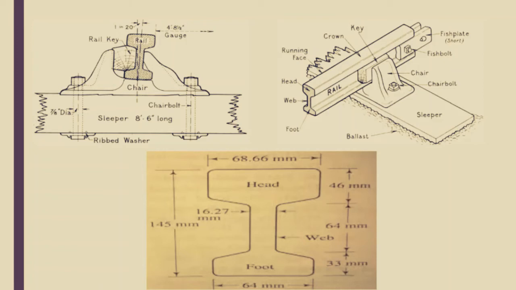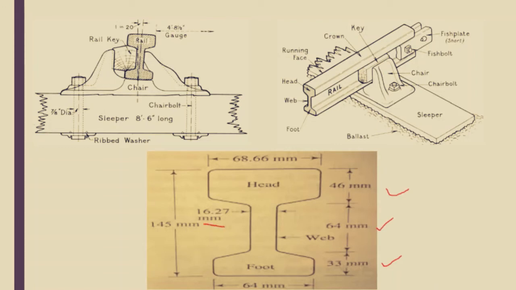The dimensions are very important. The top width is 68.66 mm and the bottom width is 64 mm. The overall depth of the section is 145 mm. The head depth is 46 mm and the foot depth is 33 mm. The depth of the web is 64 mm and the thickness of the web is 16.27 mm. So you have to remember these points in this slide.